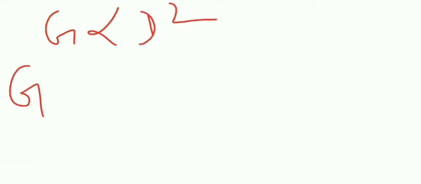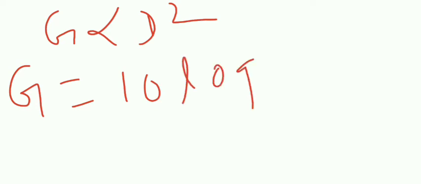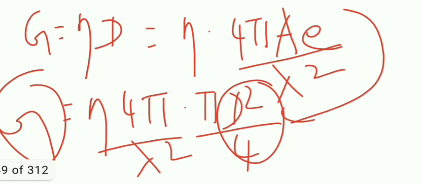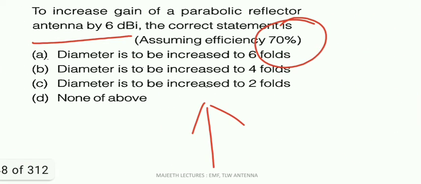So in decibel parameter, G is equal to 10 log D squared, gain in dB. So what are the things they have given in the options? Diameter increased by 6 times, or diameter increased by 4 times, or diameter increased by 2 times. So let us check each one. If we increase 6 times, what will happen to the gain? If we increase by 4 times, what will happen to the gain? Or 2 times, what will happen to the gain?